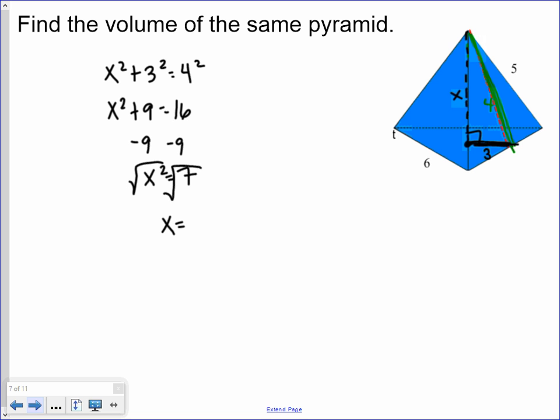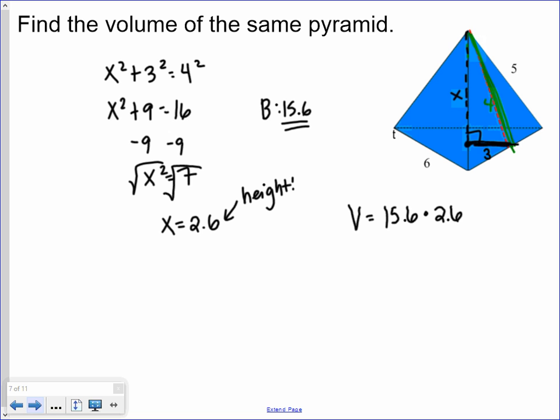2 point something. 2.6, and that would be your overall height. That's your H. We already found capital B. Capital B was 15.6. So then from here, we plug in B times H, the height, divided by 3. Here's your volume formula, and I was just plugging it in.